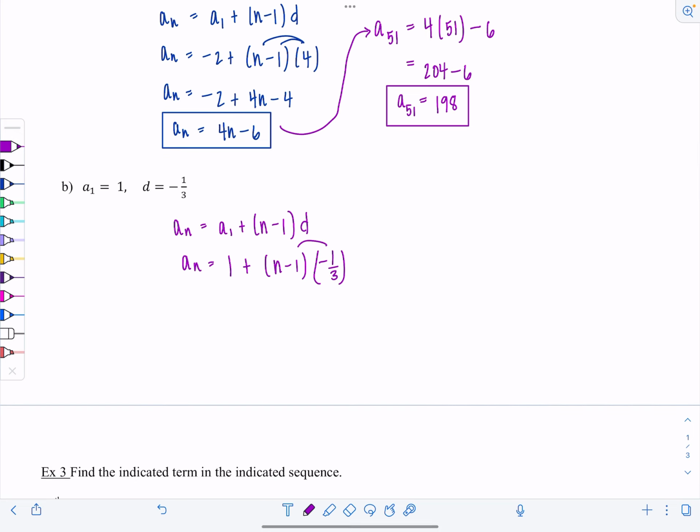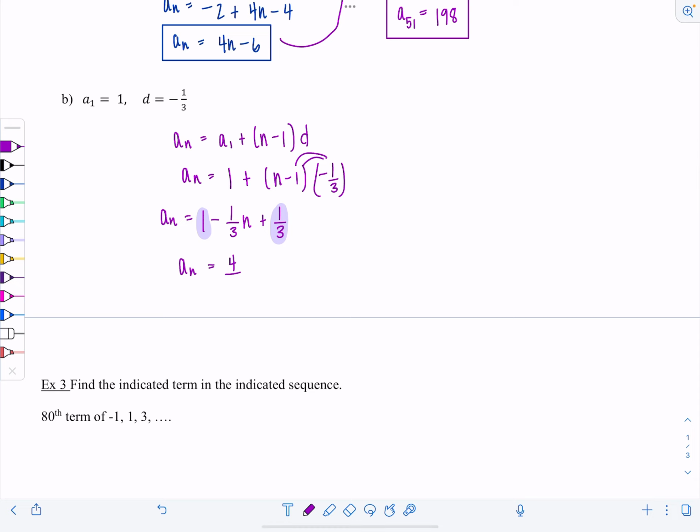And then again, let's distribute. So An is equal to 1 minus 1/3 n plus 1/3. And then we can combine like terms, 1 and 1/3, that's 4/3. So we can write An equals 4/3 minus 1/3 n. So there's our formula for the nth or general term. All right, and then part 2 asks for the 51st term. So now I'm going to substitute in 51 for n.